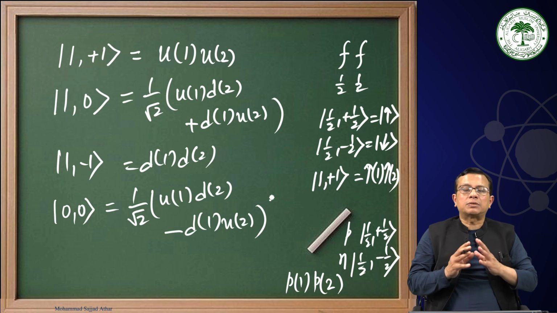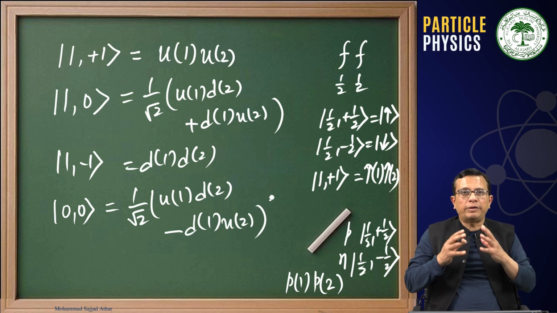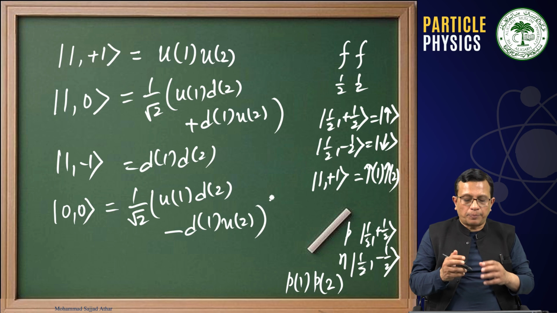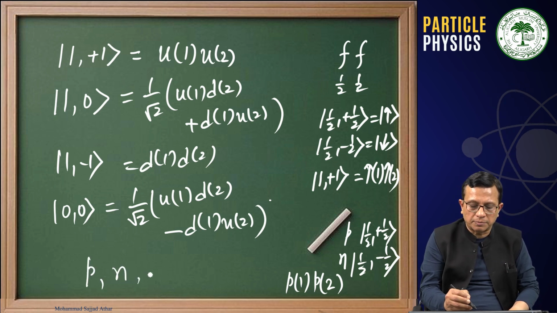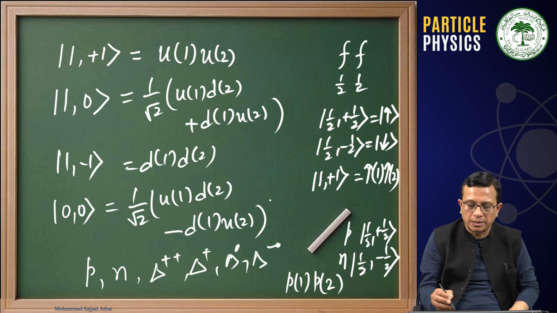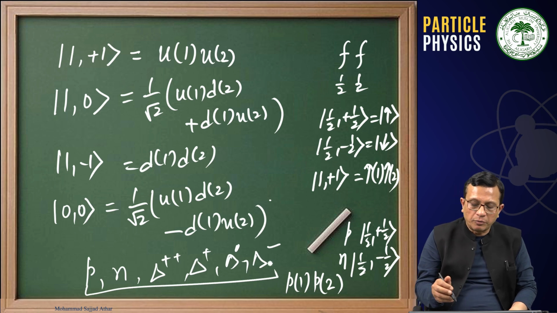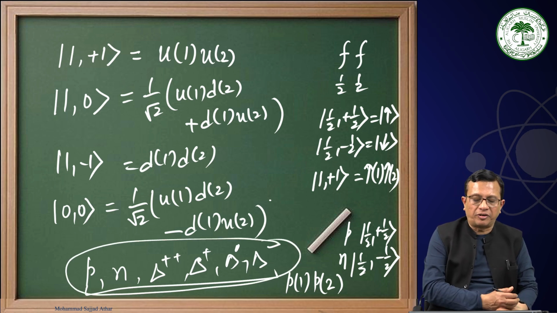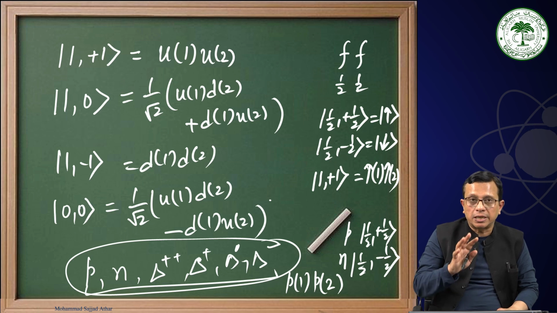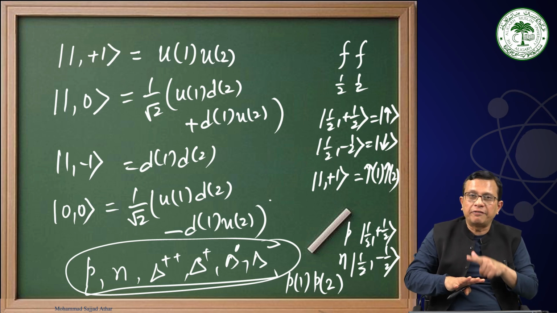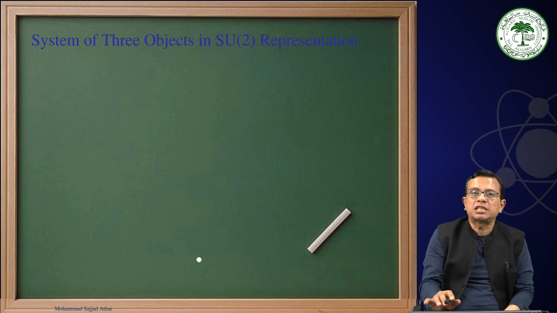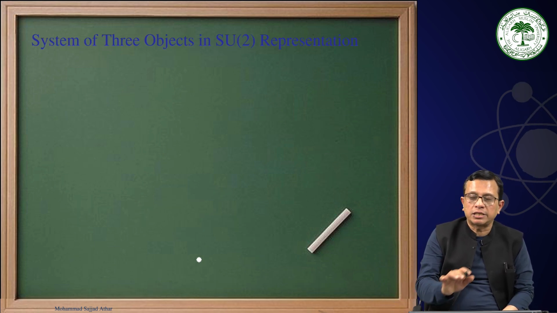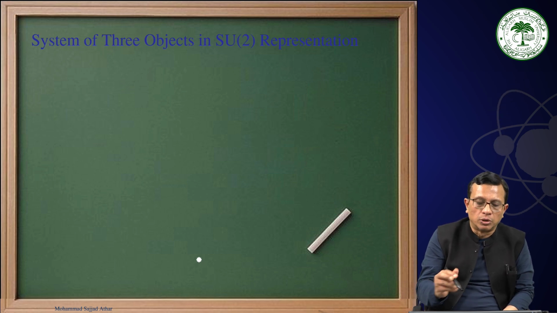Now what we have to do, since we have to talk about the baryons, and particularly first we are interested in non-strange baryons, that means say proton, neutron, delta plus plus, delta 0, delta minus, etc. Therefore, if we want to write the flavor wave function for them, then here we have three states because every baryon is made up of three quarks. Then we discuss the system of two objects, a system of three objects in SU2 representation.